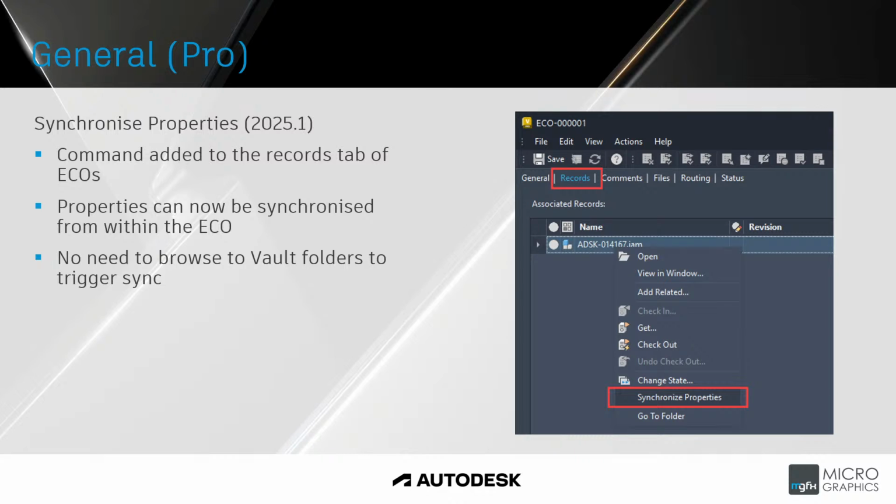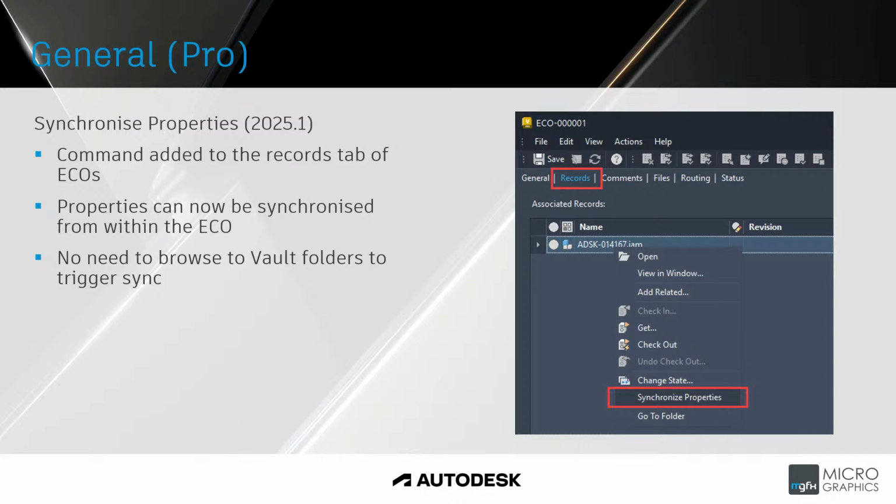And just some general updates in point 1 for Vault Professional. There's a command, synchronize properties, that has now been added into the records tab of an ECO. On the right hand side there, I've got an ECO open with a file in the ECO, and you can now right click on that record and choose to synchronize properties. This will look at Vault's properties and the file's properties and synchronize them according to how that is mapped in the properties section.